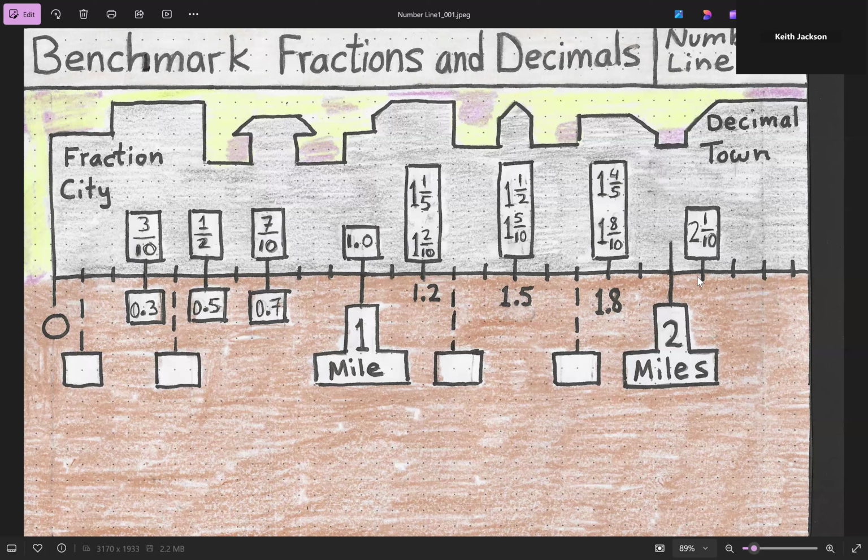And then finally, we're going to end up on the west side of town. If we count by tenths, that's 2 and 2/10, 2 and 3/10, 2 and 4/10, and right at 2 and 5/10 or 2.5 miles, we are on the west side of town, y'all.